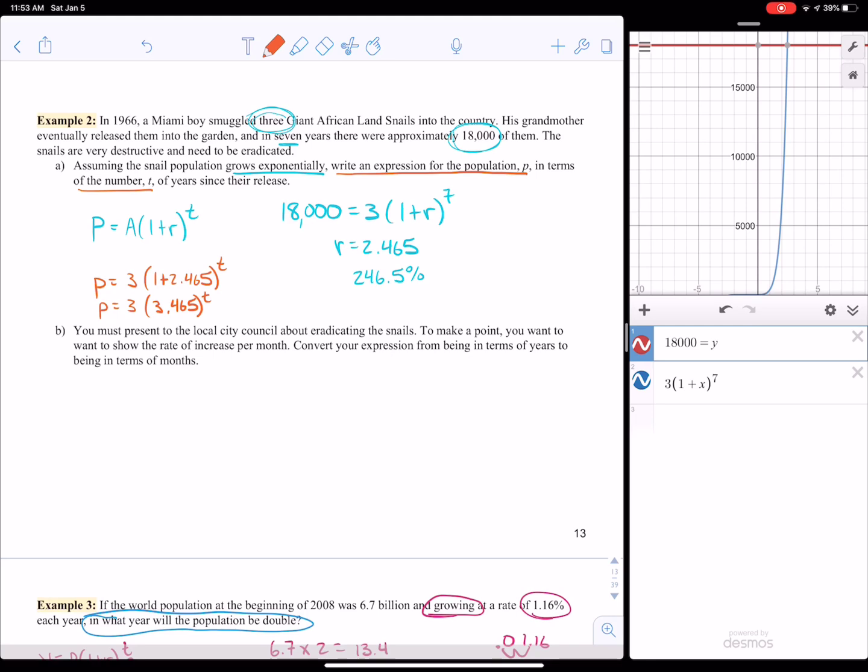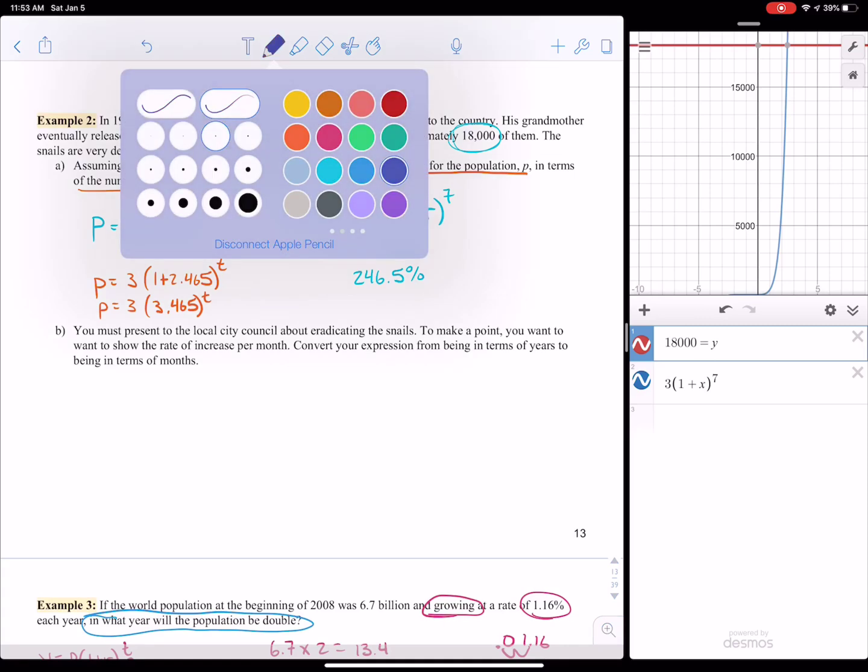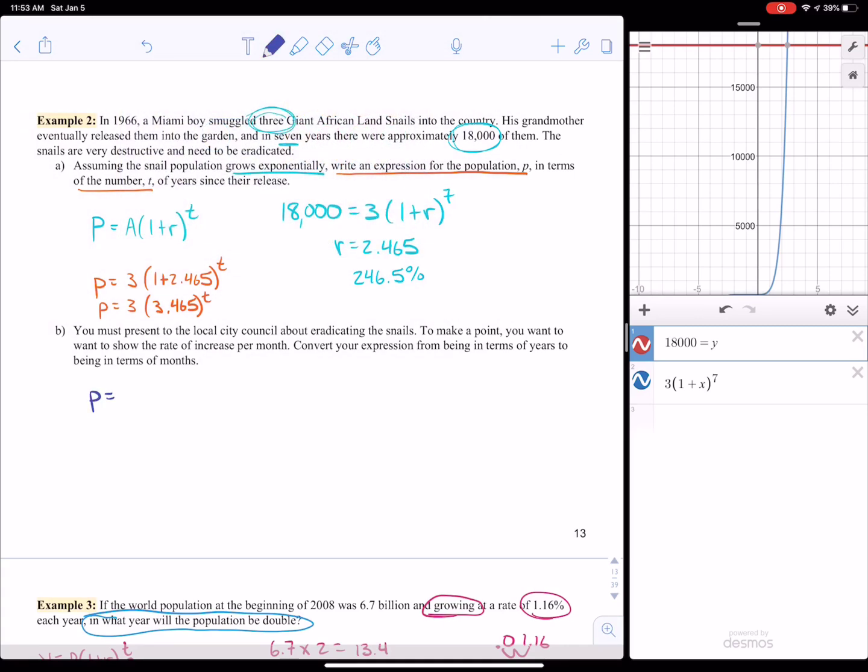All right, so part B says you must present to the local city council about eradicating the snails. To make a point, you want to show the rate of increase per month. Convert your expression from being in terms of years to being in terms of months. So what we could do is let's write out what we need for months. So we'd have A times 1 plus R over 12 months. Let's just write the first formula there. So let's put N. Let's review.